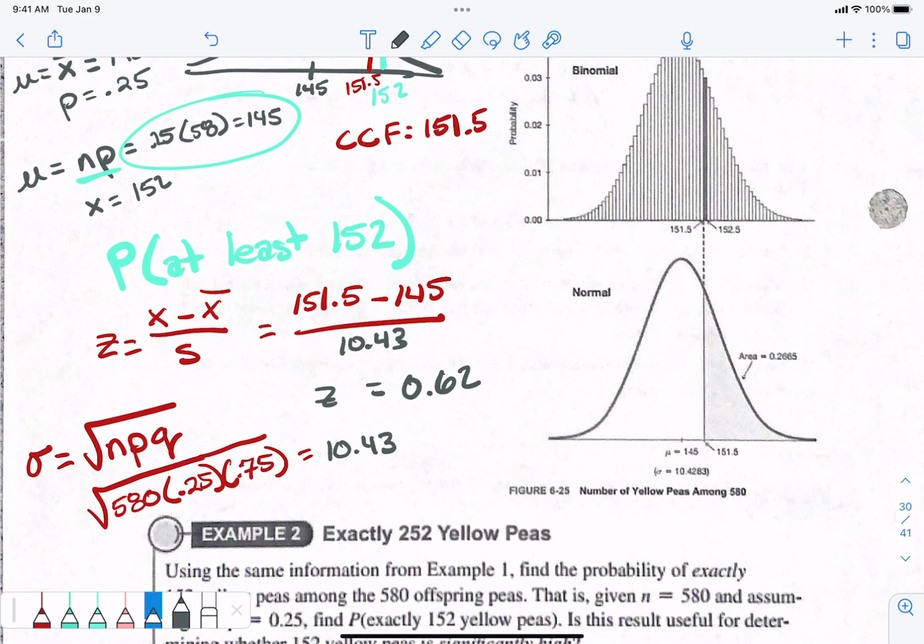Anybody lost what we're doing? X minus X bar, it's the same as what we were doing before, but instead of using X as 152, we have to use the other number, right? So 0.62. Then what do we do from here?